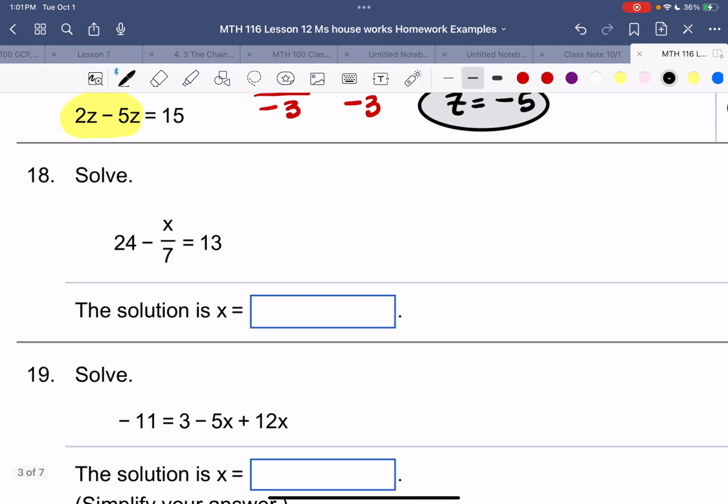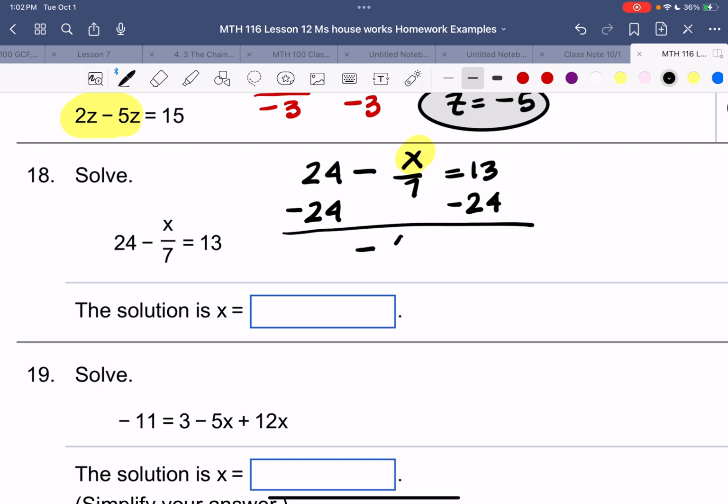Number 18 has that 24 and that divide by 7. So let's see. 24 minus x over 7 is 13. I need to isolate the x. I start by getting this 24 away from the left side. So I'm going to subtract it. Whatever I do to the left, I do the right. Now don't forget this sign. You have a negative x over 7 equals a negative 11. 13 minus 24 is negative 11.